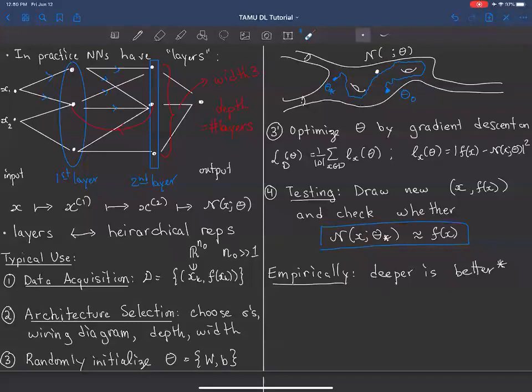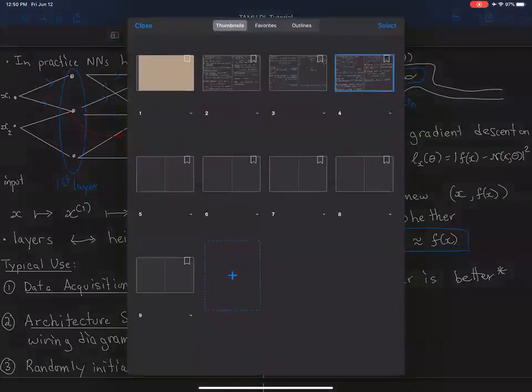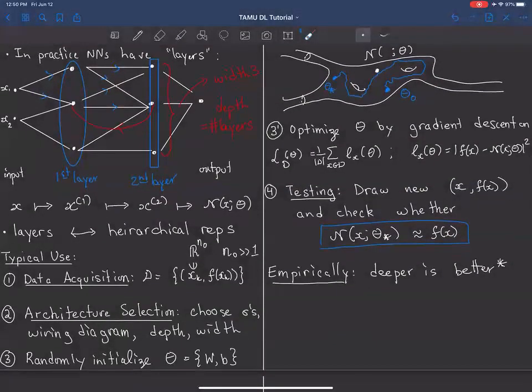So I think it was advertised that the tutorial would be 2 parts with a 10-minute break. So I think this is a perfect time to take a break. So let's do that. And then we'll come back and I'll start talking about some of the guts about how to think about architecture selection, how to think about initialization, how to think about optimization for neural networks.